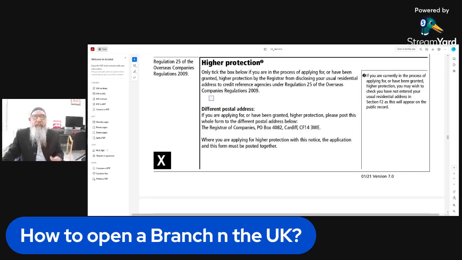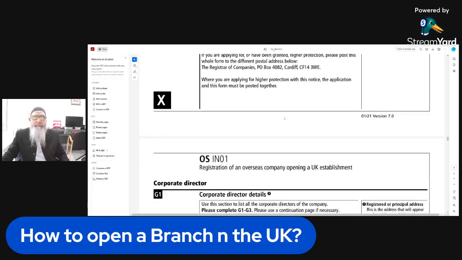Higher protection, only tick the box below if you are in the process of applying for or have been granted higher protection by the registrar from disclosing your usual residential address to credit reference agencies. There are further requirements. I believe that most of the businesses who are coming from abroad, this would not apply, but I'm at this point of time just talking about this registration in general terms. If somebody has got a question, they want to know further about higher protection, they can contact us and we will be able to explain what this is all about.